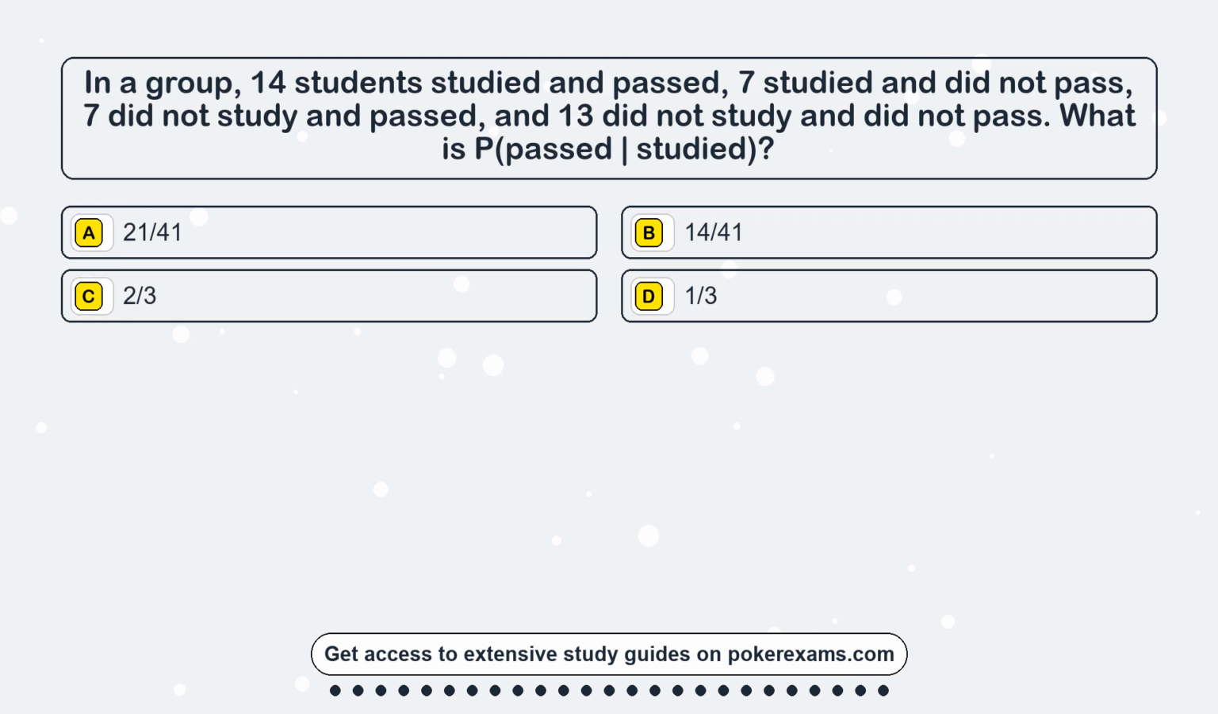Question 23. In a group, 14 students studied and passed, 7 studied and did not pass, 7 did not study and passed, and 13 did not study and did not pass. What is P(passed | studied)? Option A 21/41. Option B 14/41. Option C 2/3. Option D 1/3.